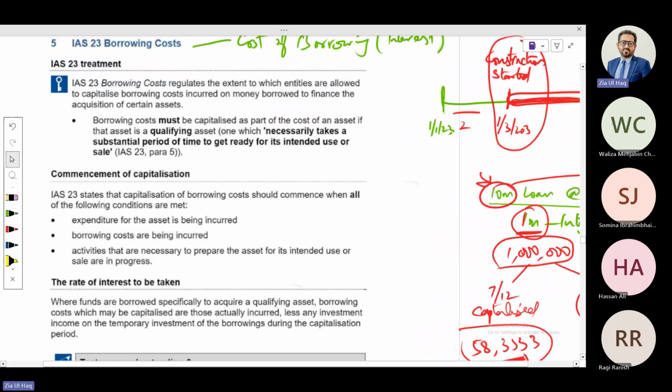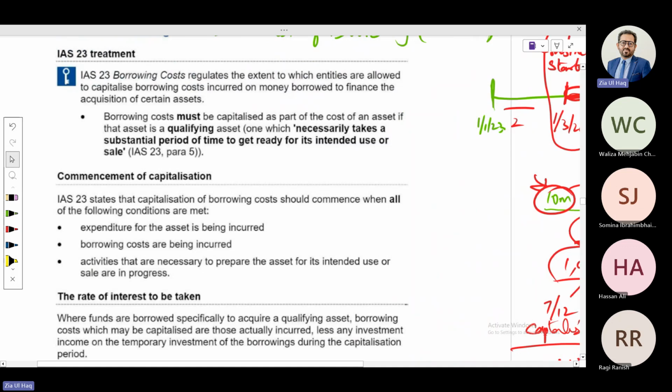Let's read what this standard is saying. IAS 23 Borrowing Costs regulates the extent to which entities are allowed to capitalize borrowing costs incurred on money borrowed to finance the acquisition of certain assets. Borrowing cost must be capitalized as part of the cost of an asset if that asset is a qualifying asset, meaning the amount is used in asset construction, one which necessarily takes a substantial period of time to get ready for its intended use or sale.